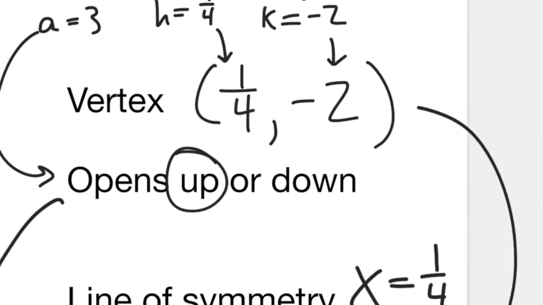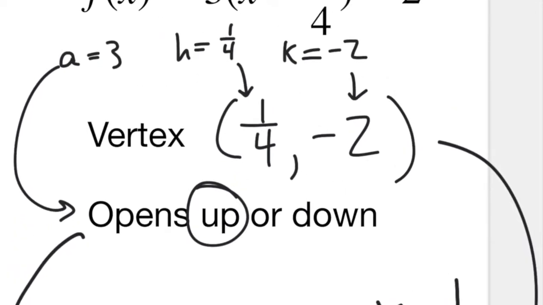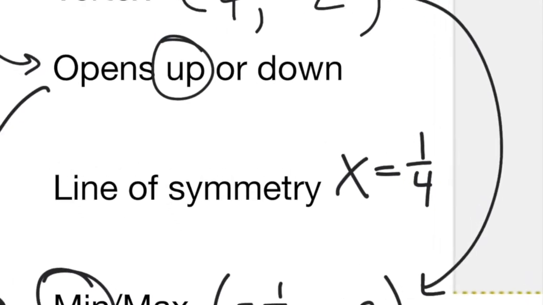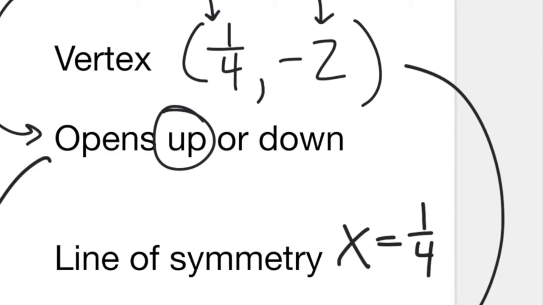A parent parabola just normally opens up, and so therefore if you vertically dilate it by a factor of 3 here, it's still going to open up. It might be narrower, it might be stretched upward, but that still means that it's open up. There's going to be a line of symmetry. Parent parabola is going to have a line of symmetry along the y-axis, and here the line of symmetry just gets shifted over to where the vertex is at 1/4. So that's the h value here.